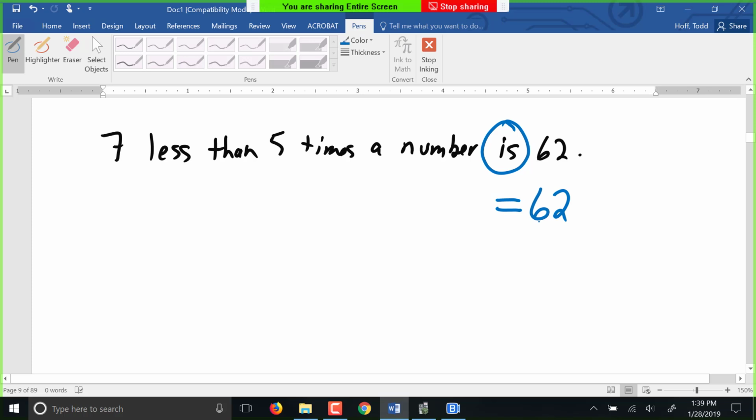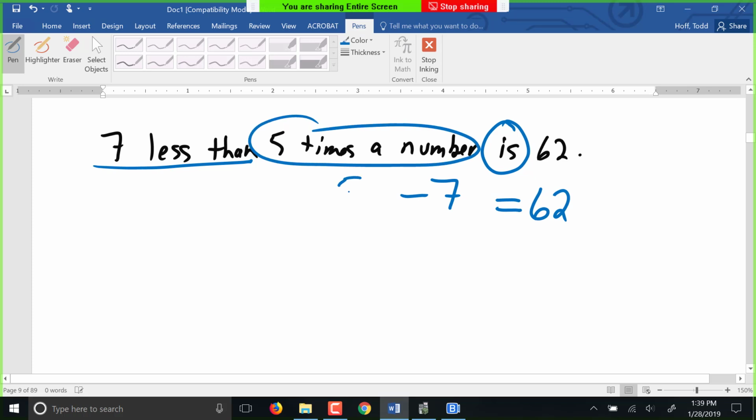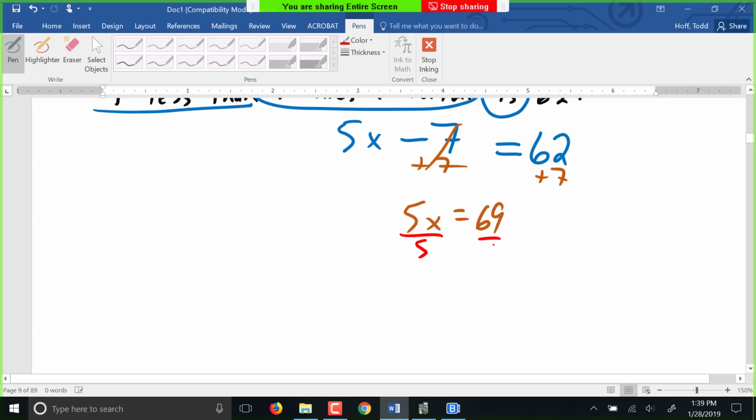What's going to go on the left side? Perfect, 5x minus 7. If we decode that, 7 less than means we're probably subtracting 7 from something. 5 times the number is 5x. So 5x minus 7 equals 62. We can solve that equation. Add the 7, 5x equals 69, and divide by 5. X equals 13.8.